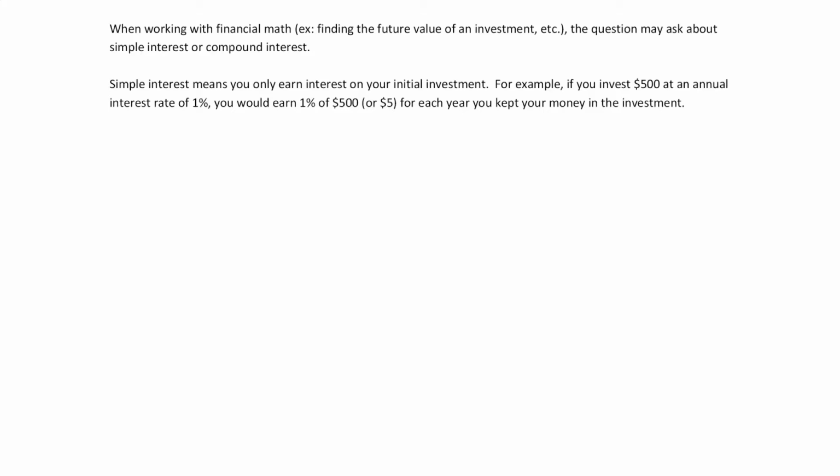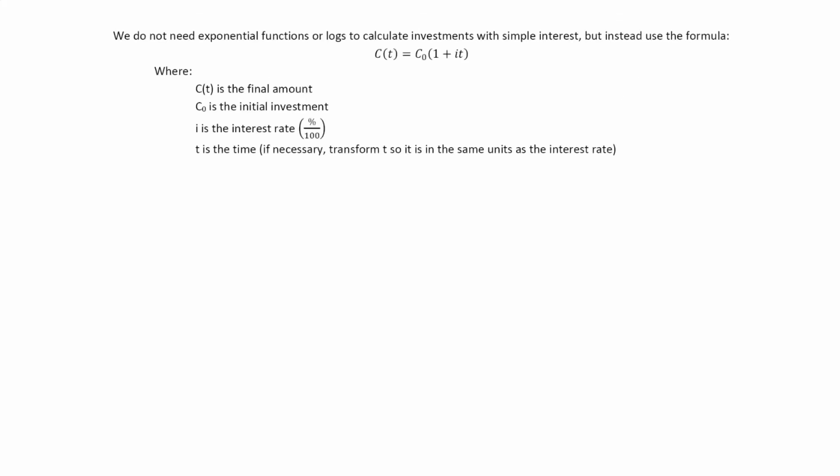That's simple interest. We don't need exponential functions or logs to calculate investments with simple interest, but instead there's a fairly simple formula. CT is equal to C0 bracket 1 plus I times T close bracket, where CT is the final amount, C0 is the initial investment, I is the interest rate, and T is the time that the money is left in the investment. It's important to note that the time and the interest rate must both be specified in the same units. So if you're specifying in days or years or months, they must be the same.